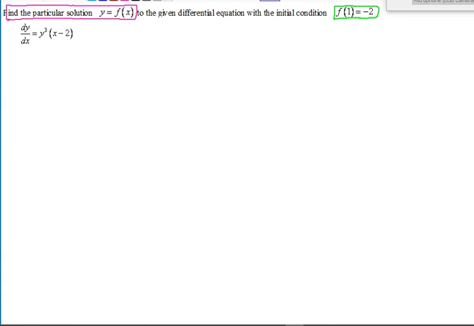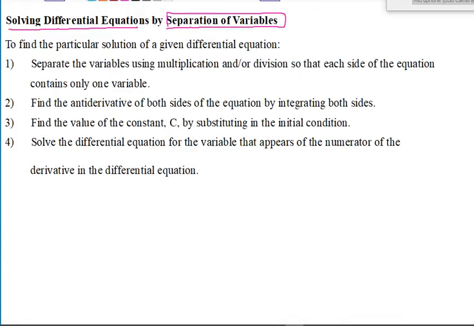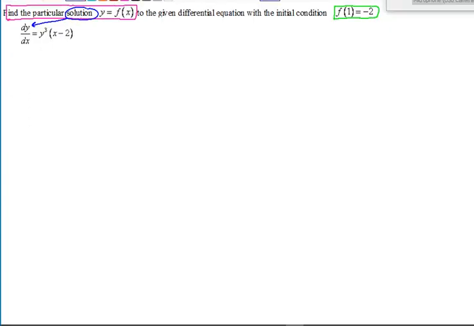And the variable we always solve for is the one in the numerator, in this case y. Notice it does tell you it's y equals also. So the first thing you have to do is, step one, separate the variables using multiplication and/or division, so that each side of the equation contains only one variable. So in this case, we've got to separate the x's and the y's.